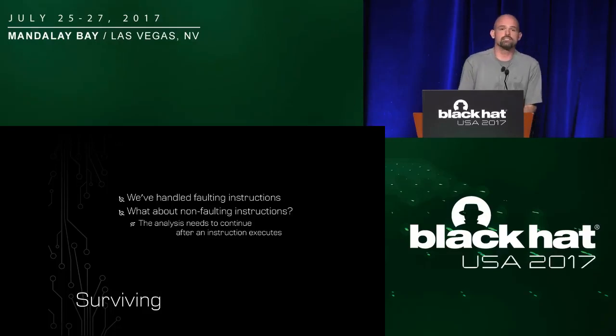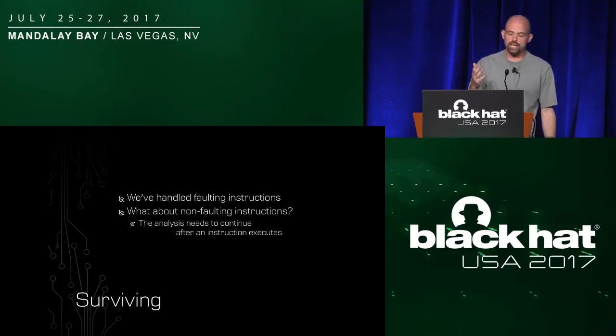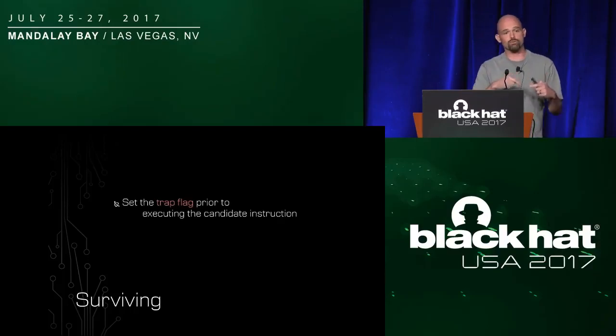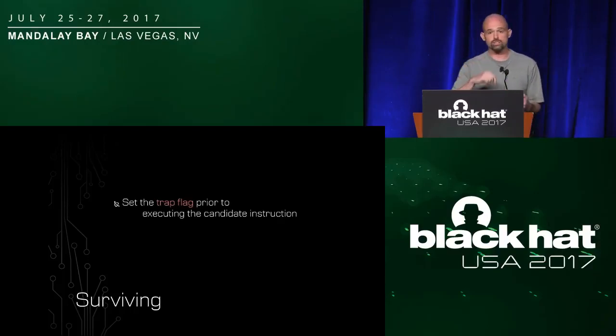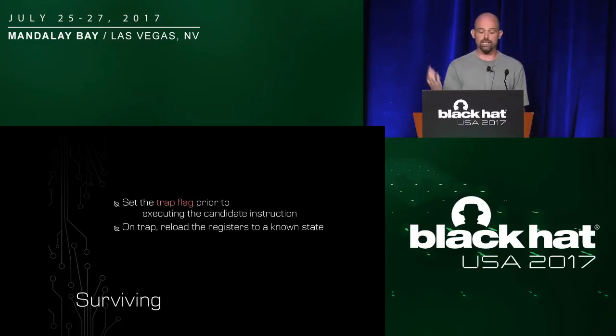Basically, the analysis needs to continue after an instruction successfully executes. So imagine that you randomly generate an instruction that says jump back 40 bytes. Well, now you're going to be executing random code, and that's going to irrevocably corrupt your process state, and the injector is going to come crashing down. We don't want that to occur. We need to systematically get control back after these instructions execute. So here's where the trap flag can actually help us. We'll set the trap flag right before we execute one of these candidate instructions, and in our trap handler, we'll reload the registers to some known good state.